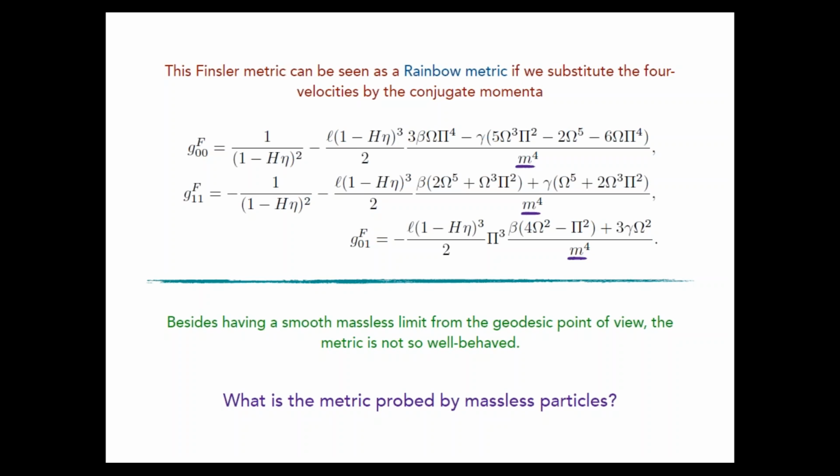Therefore, it remains a question: what is the rainbow metric probed by massless particles? Initially, the rainbow metric was intended to depend just on the ratio of the energy or momentum of the particle and the Planck energy. But now there is a mass. And we wanted to see if it was possible to generalize the Finsler construction, or at least give an alternative formulation, in order to have a Finsler or velocity-dependent metric that had a smooth limit between the massive and massless cases.